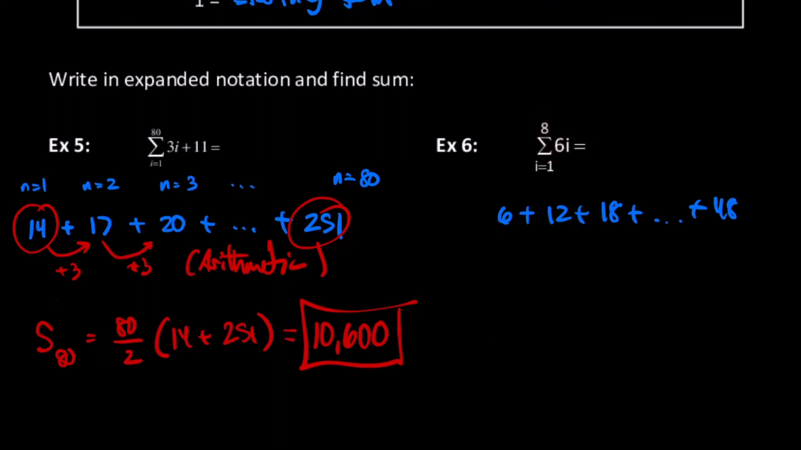So there's expanded notation. Now I need to find the sum. Well, notice here, I'm just adding 6 each time. So if I want the sum of the first 8 terms, that tells you how many there are. That'll be 8 divided by 2 times the first plus the last. That's much faster than adding up all those numbers by hand in a calculator. And I got 216.